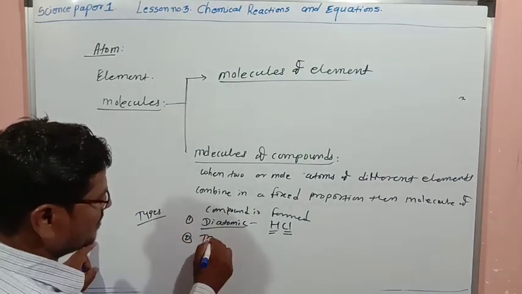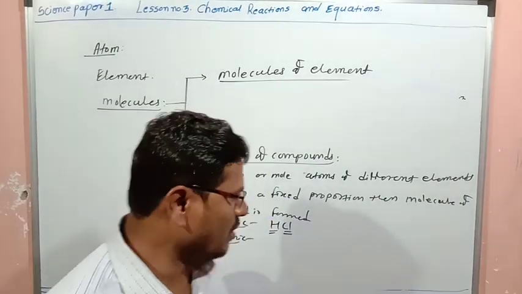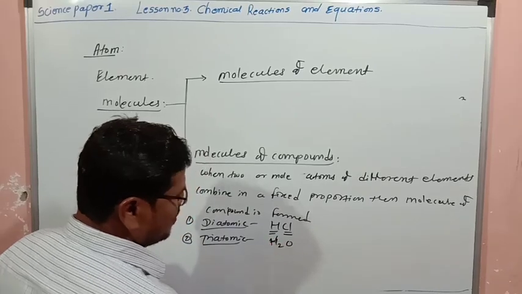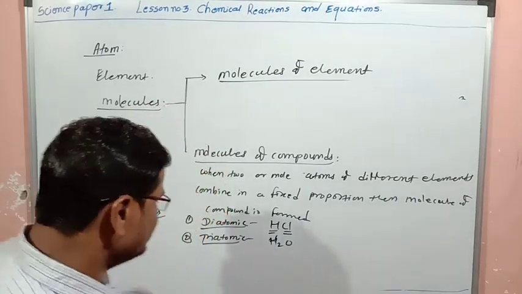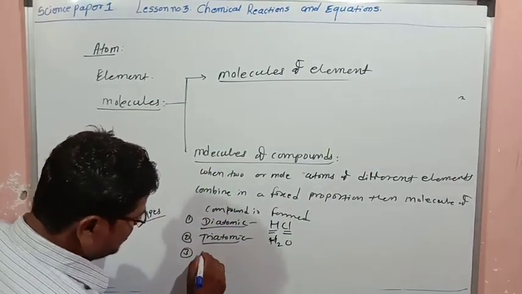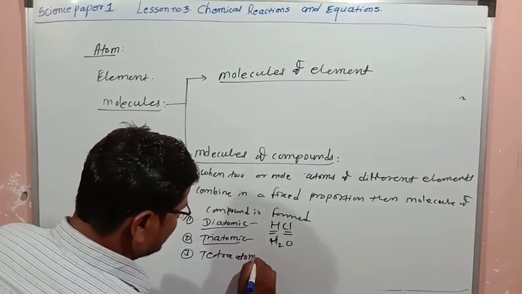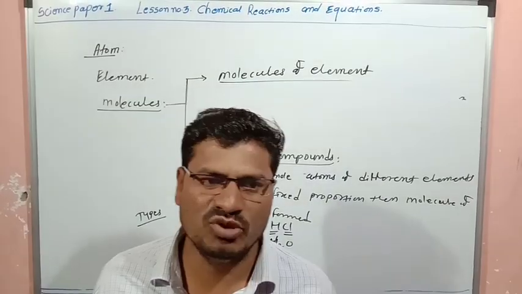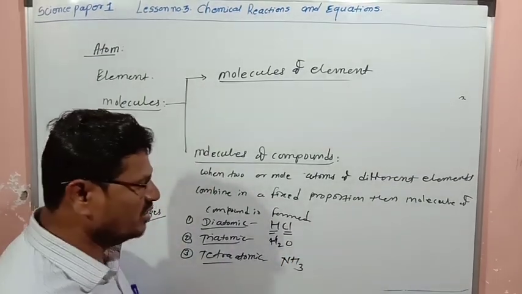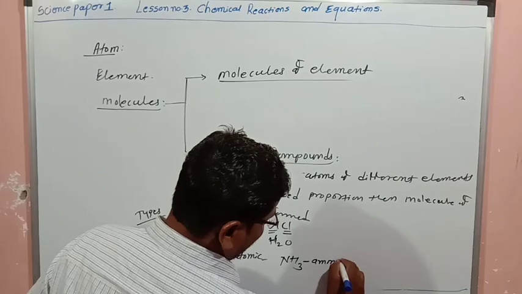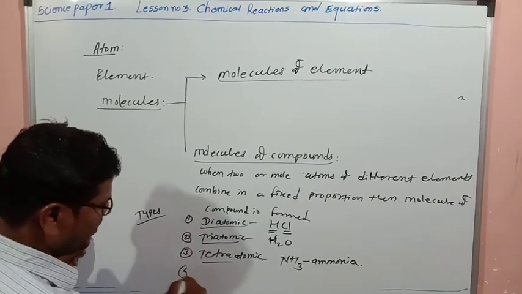The second one is the triatomic molecule. The example you can take is H2O. In that, hydrogen is 2 and oxygen is 1, so it is a triatomic molecule. The third one is the tetratomic molecule. How many atoms should be there? 4 atoms. So the example you can take is NH3, ammonia. And the next one is the polyatomic molecule.